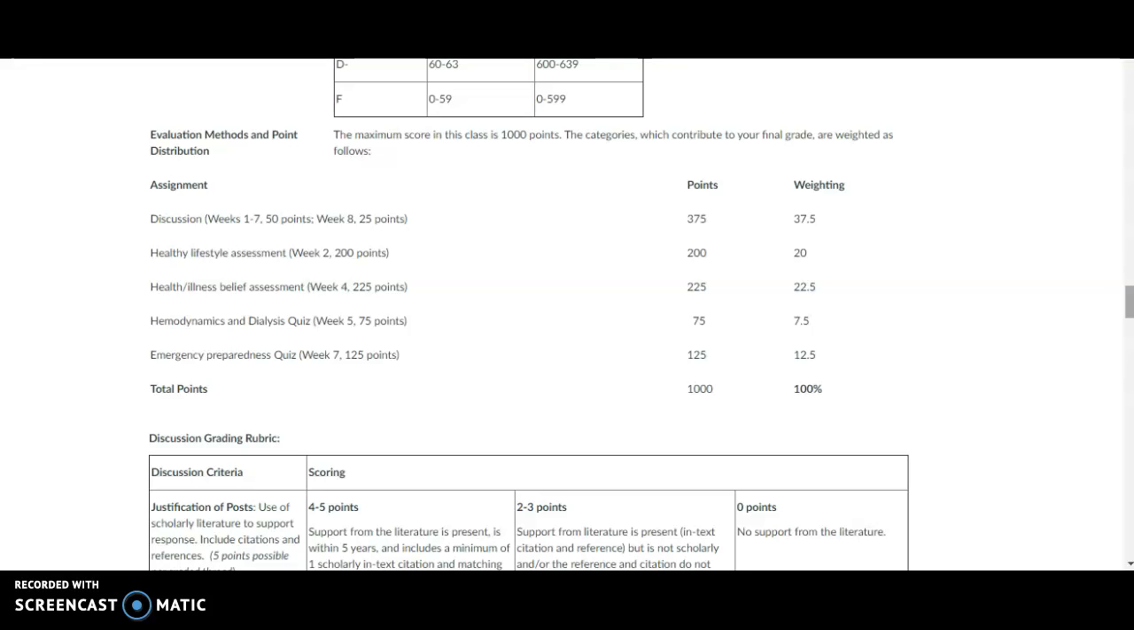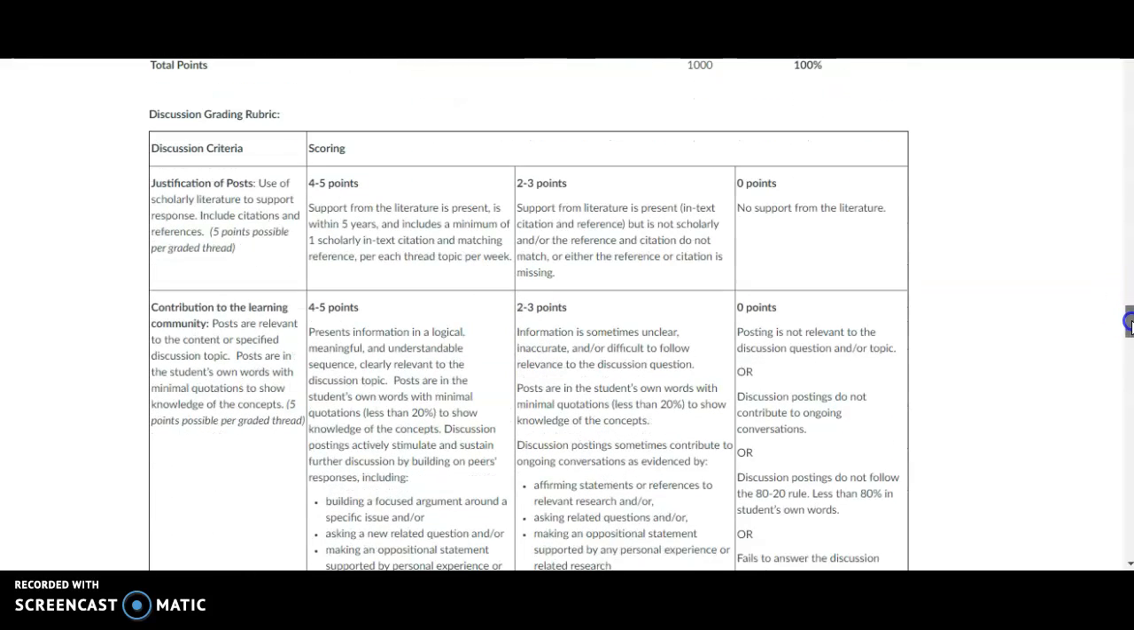You have 2 fairly good size quizzes, one on hemodynamics and dialysis and one on emergency preparedness. And the purpose of these is to help prepare you for the NCLEX, as the more questions research shows that you do, the better off you are prepared to take those tests. So it's also a good measure of how much you know at this point and where you need to go to add to your knowledge base.